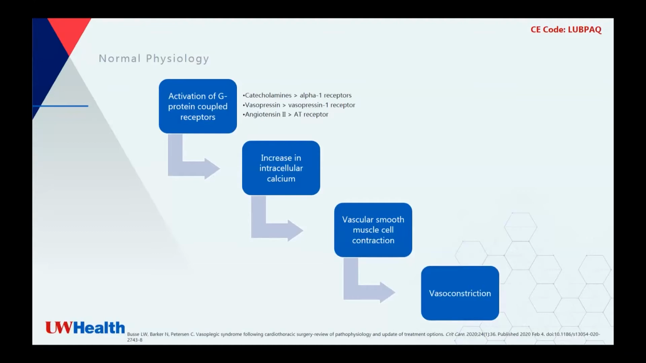With activation of G protein coupled receptors, this would include a lot of receptors we're familiar with. So alpha receptors, which are activated by catecholamines, vasopressin 1 receptors that are activated by vasopressin, and angiotensin receptors, which are activated by angiotensin II. These receptors cause an increase in intracellular calcium of the vascular smooth muscle cells, which causes them to contract, causing vasoconstriction and increases in blood pressure.